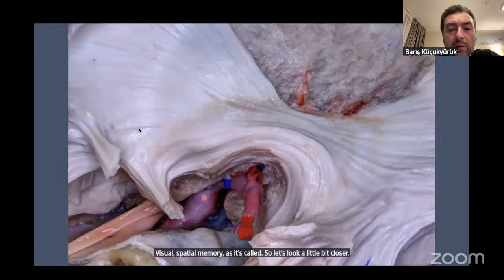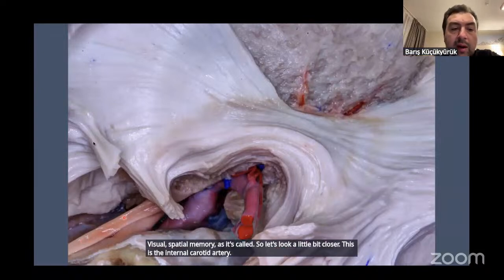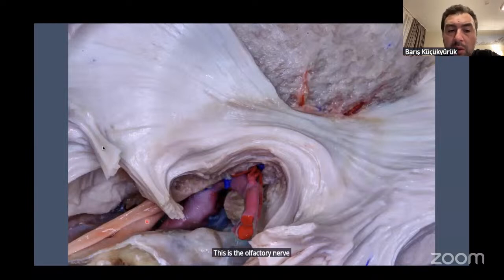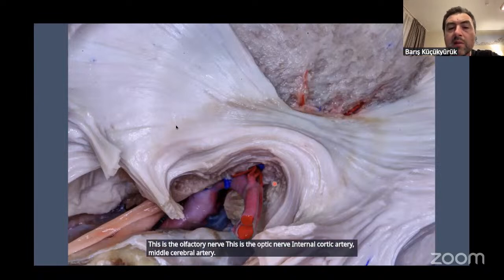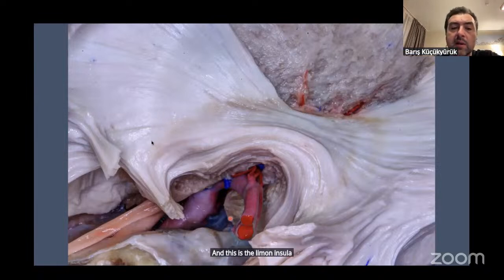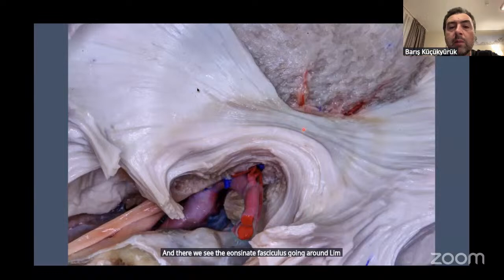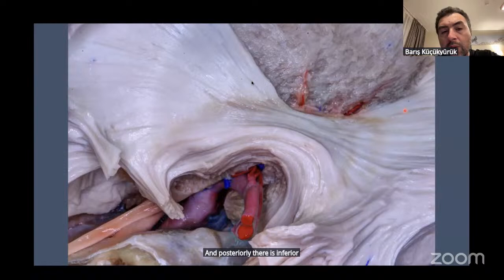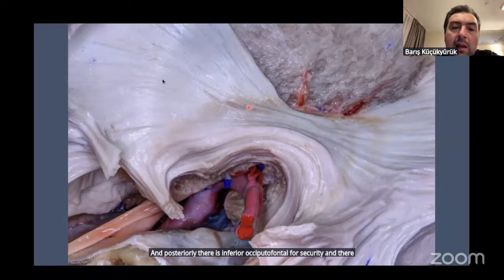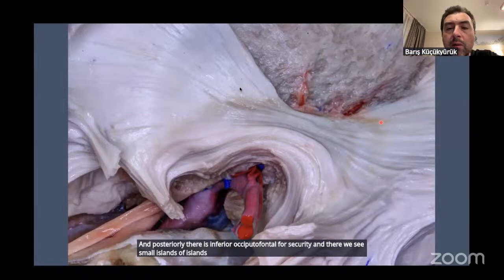This is the internal carotid artery. This is the olfactory nerve. This is the optic nerve, internal carotid artery, middle cerebral artery, and this is the limen insulae. This is the uncus, partially removed, and there we see the uncinate fasciculus going around the limen insulae, and posteriorly there is the inferior occipitofrontal fasciculus. And there we see small islands of cortical structures, which is the ventral claustrum.